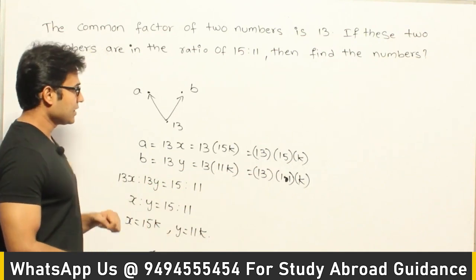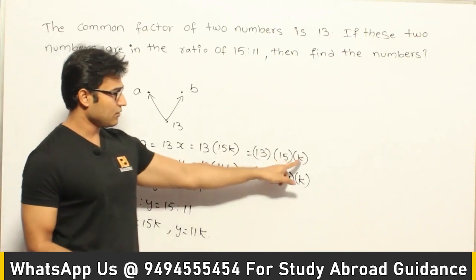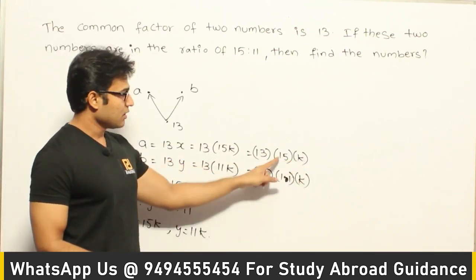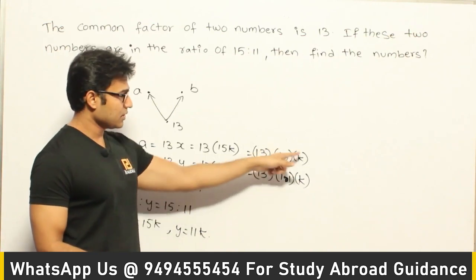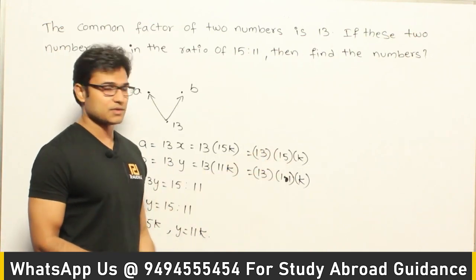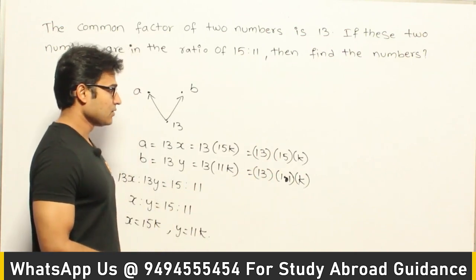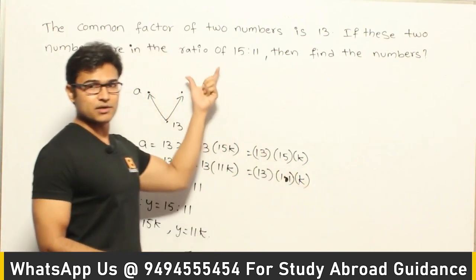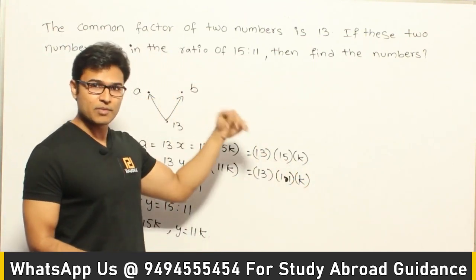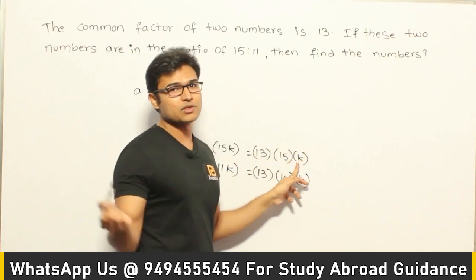And the second one is they are saying that they are in the ratio of 15:11, right? Whatever value of k you go for, if you find out the ratio, they will always be in 15:11, because the 13k factors get cancelled. Therefore 15 and 11 will always be the ratio 15:11. So for any value of k, these conditions will be satisfied. Therefore the numbers can be anything by keeping the values of k as 1, 2, 3, and so on.